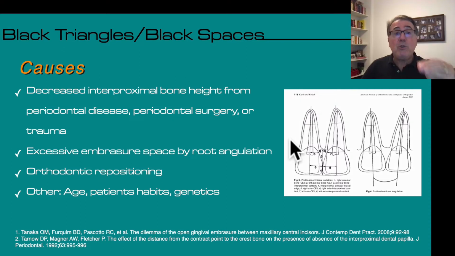The decrease of interproximal bone height can happen because of periodontal disease, periodontal surgery, or trauma. You can also find excessive embrasure space in the gingival area caused by root angulation, especially after orthodontic treatment. This is a very common situation. After orthodontic treatment, we find patients with sometimes many black spaces, black triangles. And there are other factors such as age, patient's habits, and genetics.